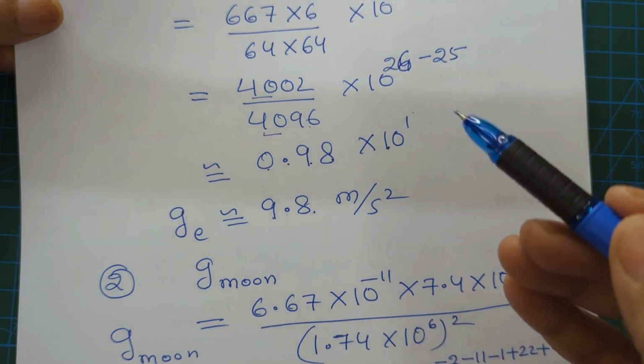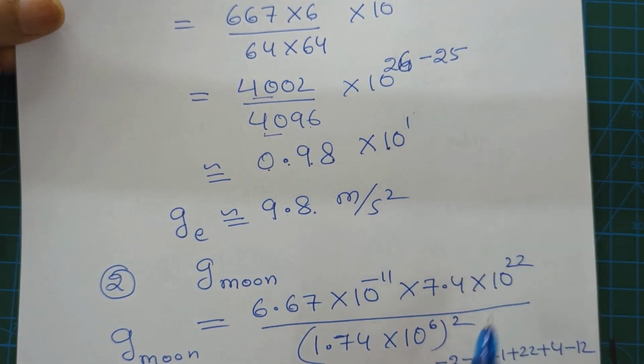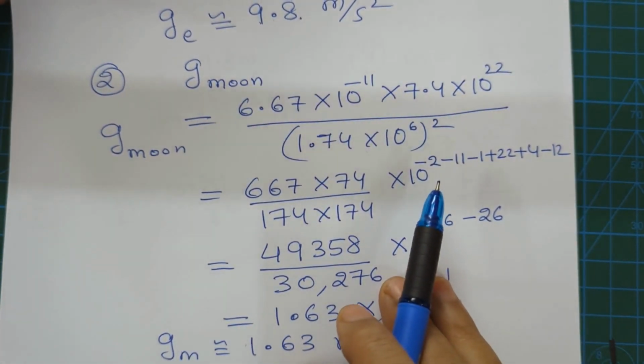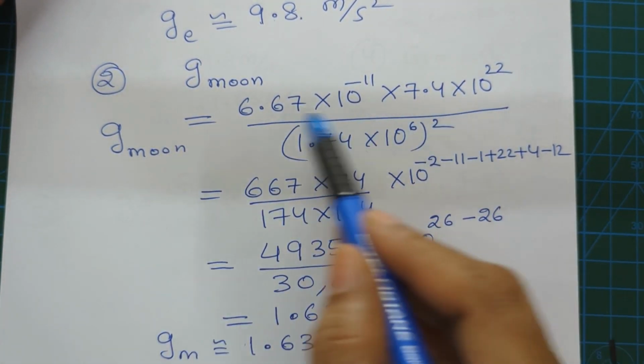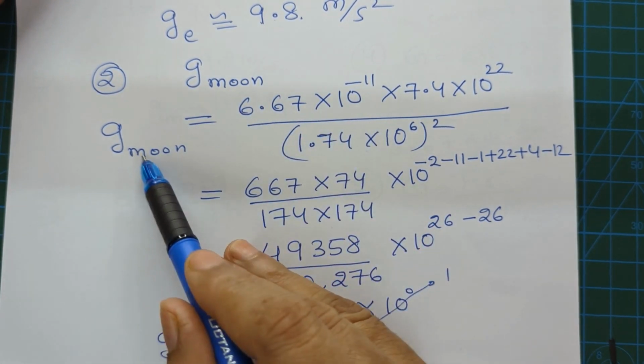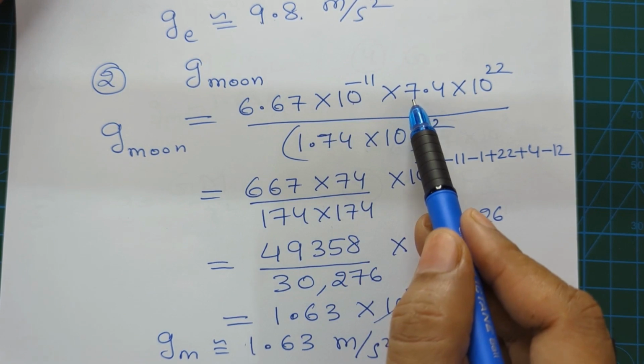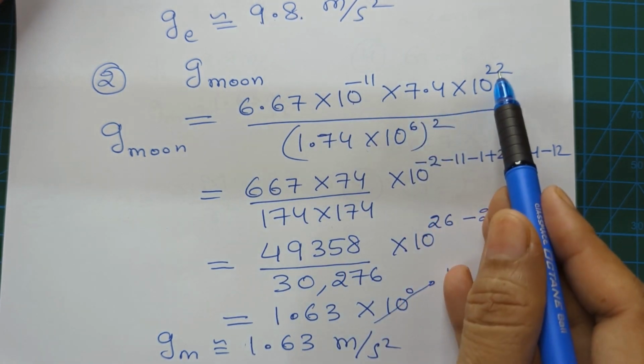If an object is thrown up, it decelerates, so it is minus 10 or minus 9.8 meter per second square. Now we will calculate g of the Moon. Same formula here. G is 6.67 into 10 to the power minus 11. Mass of the Moon is 7.4 into 10 to the power 22.